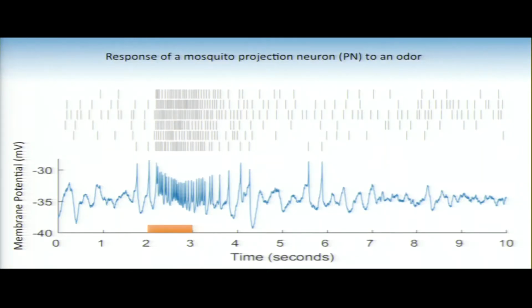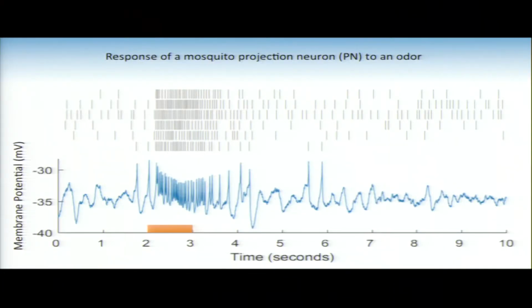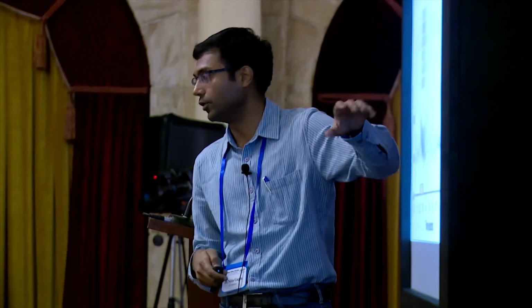This is a sample recording from a neuron. This is a 10-second recording. Odor was given from 2 to 3 seconds, and this neuron showed an increase in the number of action potentials or spikes, and we repeat this 10-second trial 6 times. So these are 6 different trials. I'm just showing you the position of the spikes. In every case, it showed an increased spiking rate in response to the odor around this time. So this is one neuron, one odor.